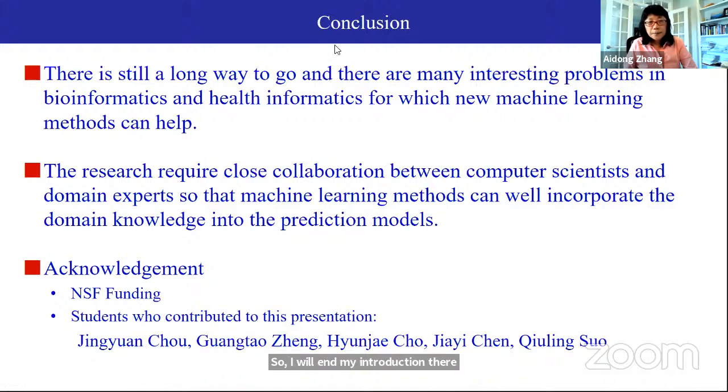Maybe we can answer a couple of questions before we introduce the session keynote speaker. Okay, right here in the chat, there is a question: how does one account for variability coming from different data sources, technical noise, batch effects?